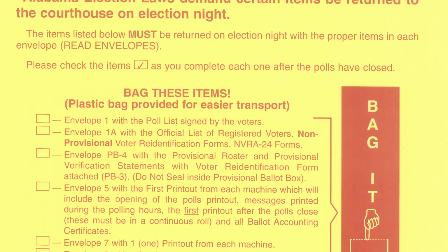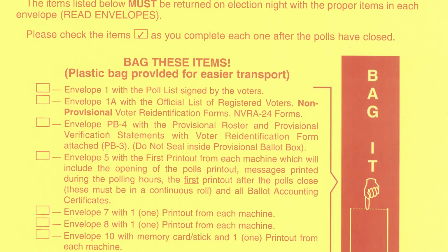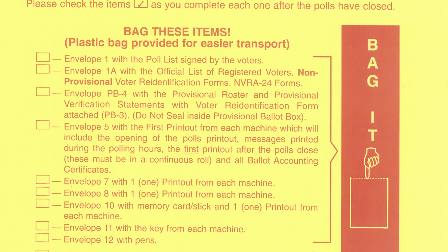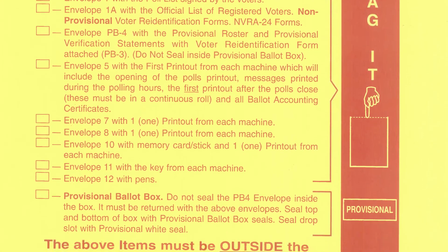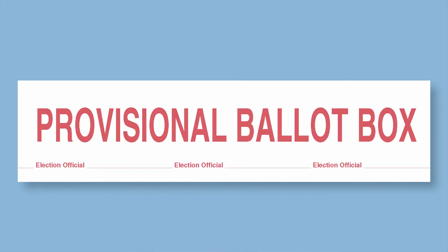All brown envelopes go in the brown record of elections box. All of the white envelopes, we provide a large plastic bag. When sealing these boxes, we've made a change. The record of elections box will be sealed with a white label with black print. It'll be marked Record of Elections, and the provisional box is to be sealed with a white label with red print. This says provisional ballot.